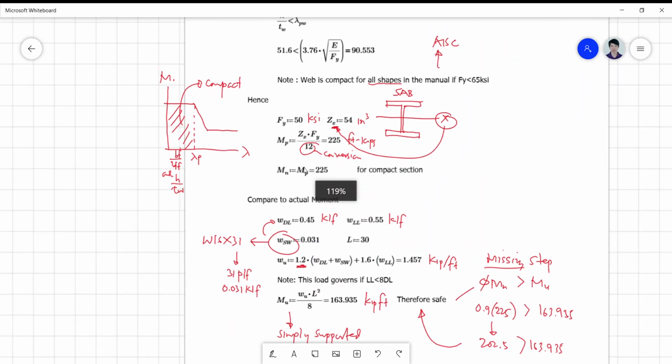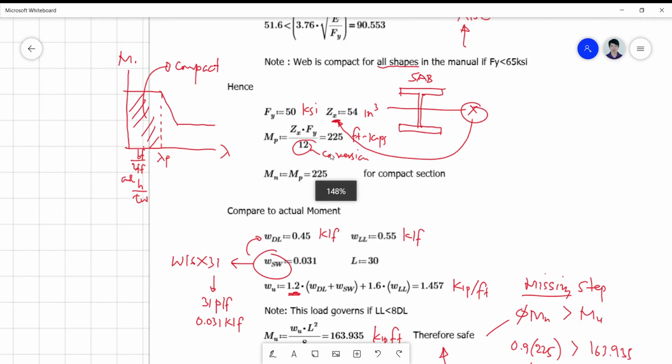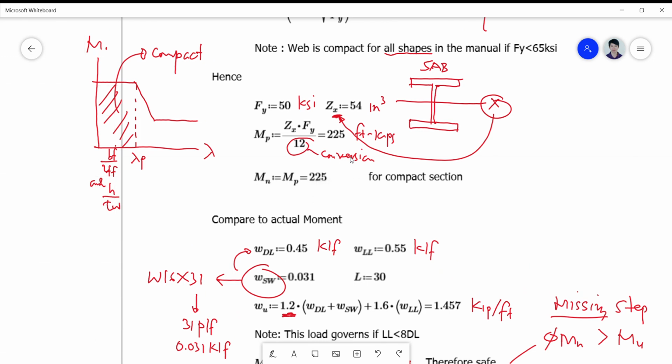Okay, so Z is equal to 54 from the table, so Fy is 50. So this 12 here is a conversion factor from inch-kip to foot-kips. No? So our value now becomes 225 foot-kips. Remember that our standard configuration for your wide flange beam is always at the strong axis of bending. So your Z must be the Zx, not the Zy.